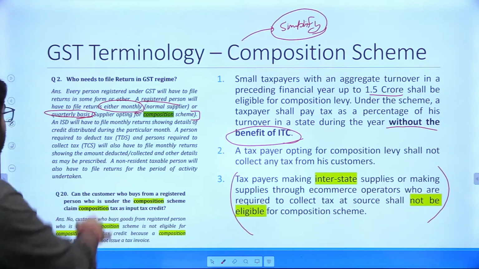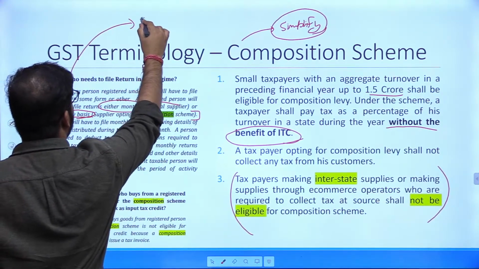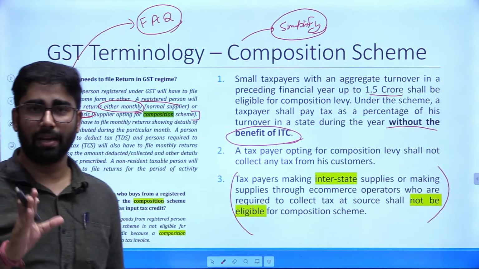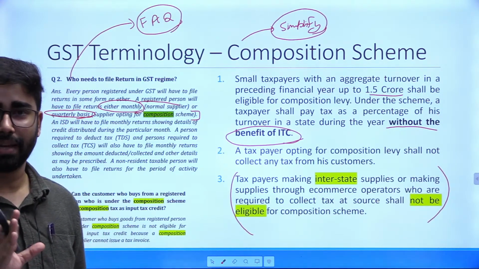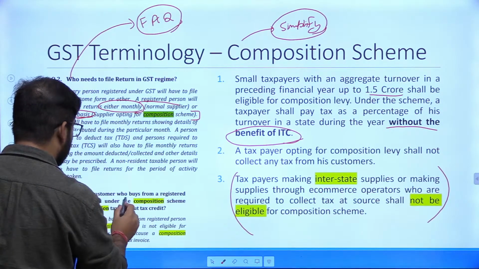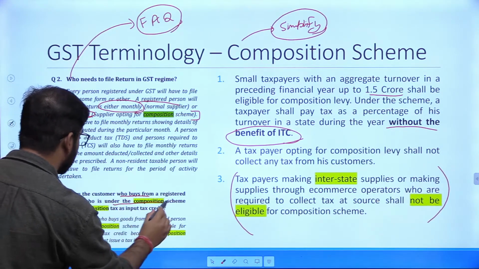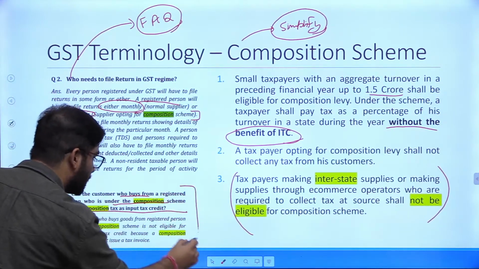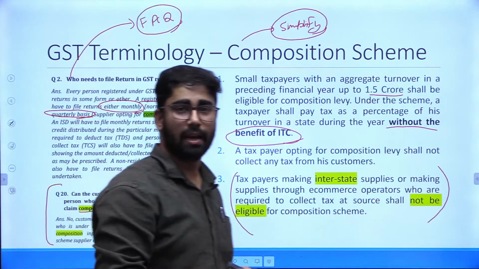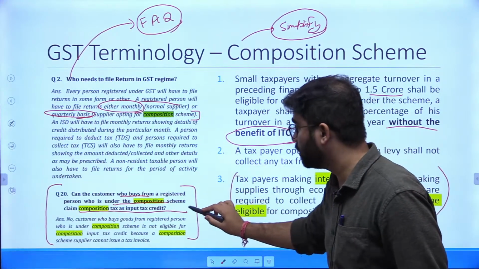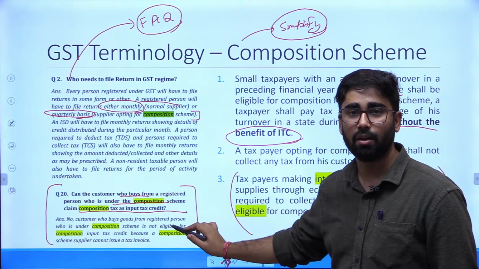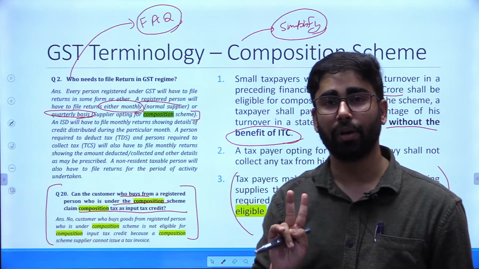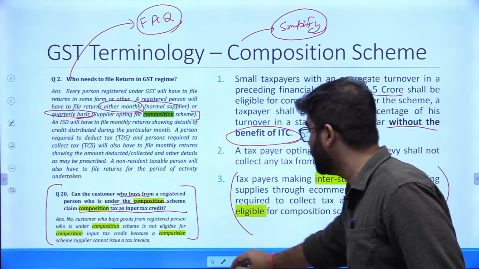Okay, now the second, this is from the FAQ, frequently asked questions of GST on their site. So we have obtained this information from there only, so it is very credible information. And can the customer who buys from a registered person under composition scheme claim composition tax as input tax credit? इसका भी उन्होंने आंसर किया है GST काउंसिल ने कि नहीं, they cannot claim input tax credit on composition scheme. So ये दो चीजें बहुत इंपॉर्टेंट हैं जो आपको याद करके रखनी हैं composition scheme से related.